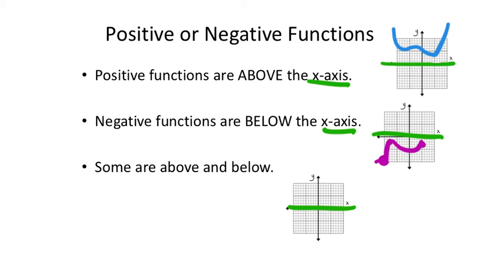Sometimes it's above and below. Okay, no problem. Something like this one, right? It could have points at the end. It could have arrows. Doesn't really matter. The moment that you see that it crosses over that x-axis, it's both.